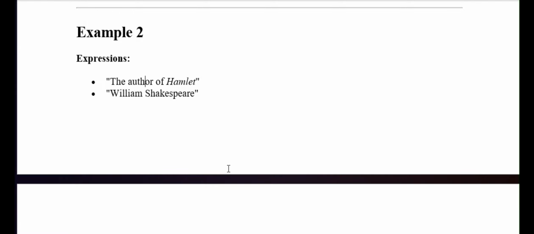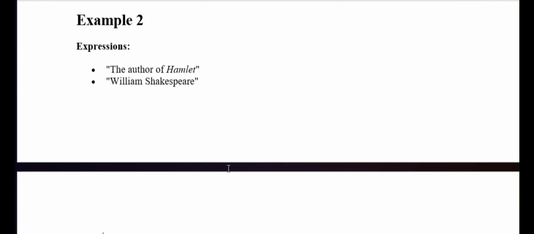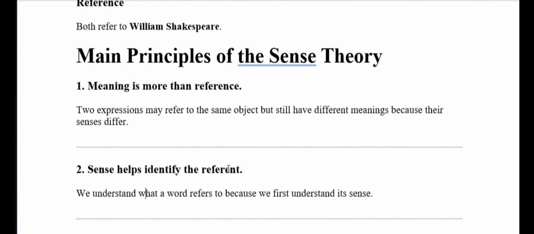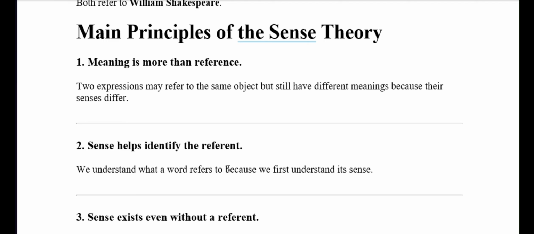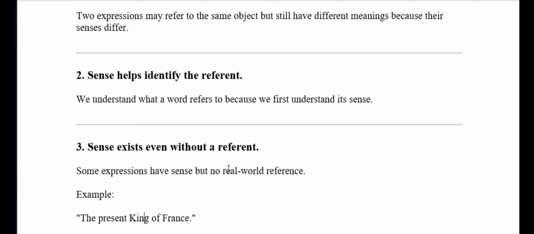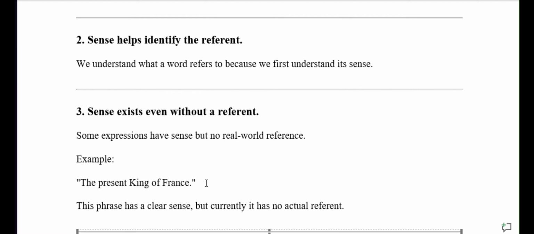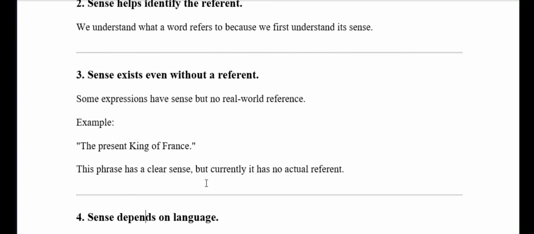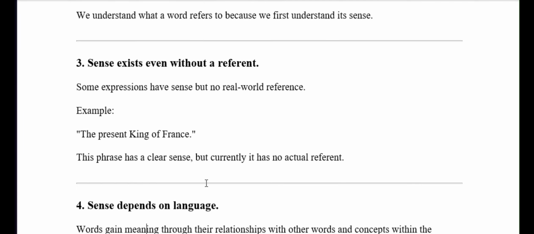The main principles of sense theory state that meaning is more than reference. Two expressions may refer to the same object but still have different meanings because their sense is different. Sense helps us identify the referent, and sense exists even without a referent. Some expressions have sense but no real world reference. For example, the present king of France. This phrase has a clear sense, but currently it has no actual reference because there is no monarchy in France, so there is no king of France. But we know the meaning of that expression, the present king of France.